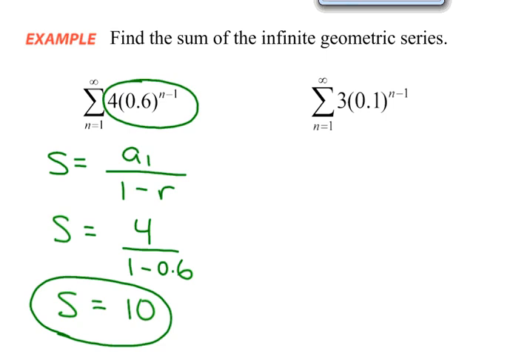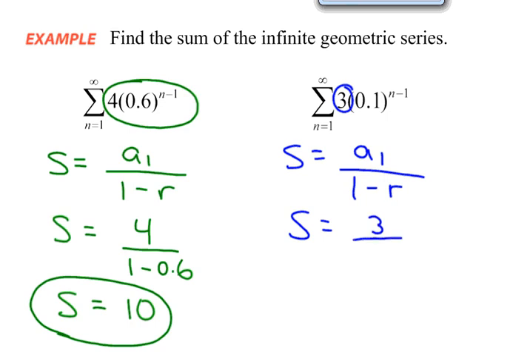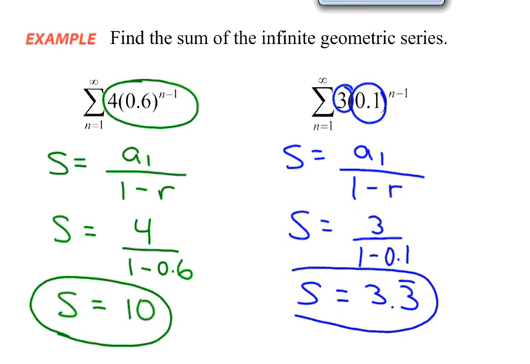So our second example, slightly different, but we know it's an infinite geometric series, so we're going to apply the same formula as before. So we have S equals a sub 1 over 1 minus r. Now we identify a sub 1 as 3, we identify r as 0.1, and plug that into the calculator. We get 3.3 repeating, which means this infinite geometric series converges to 3.3 repeating.